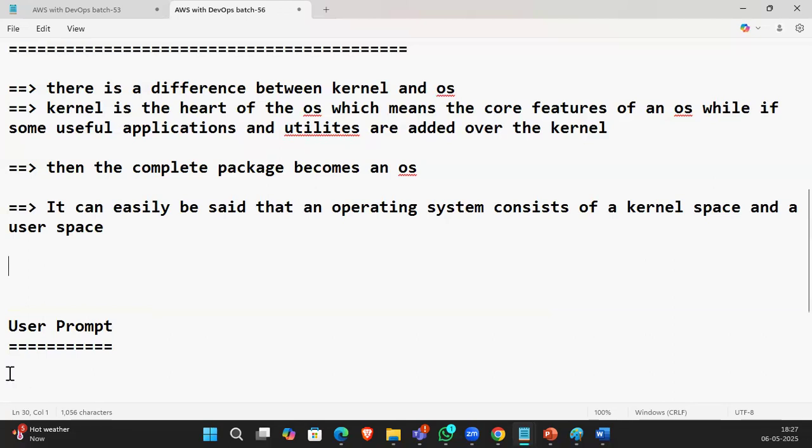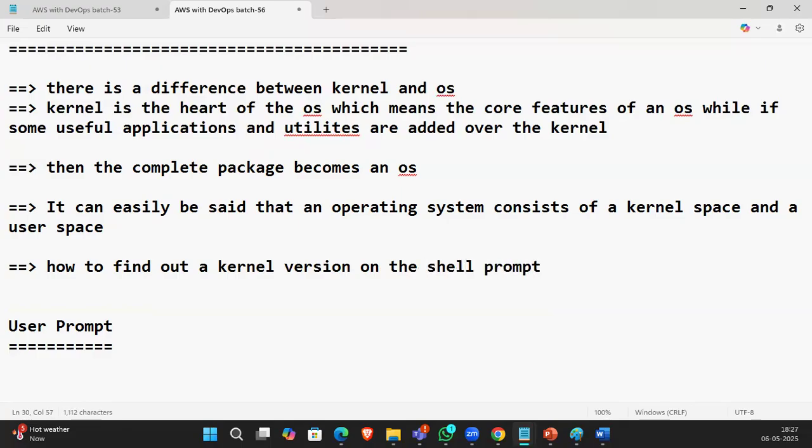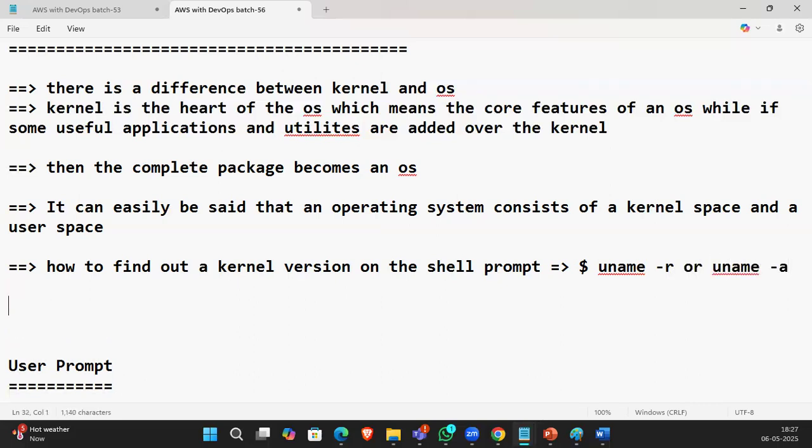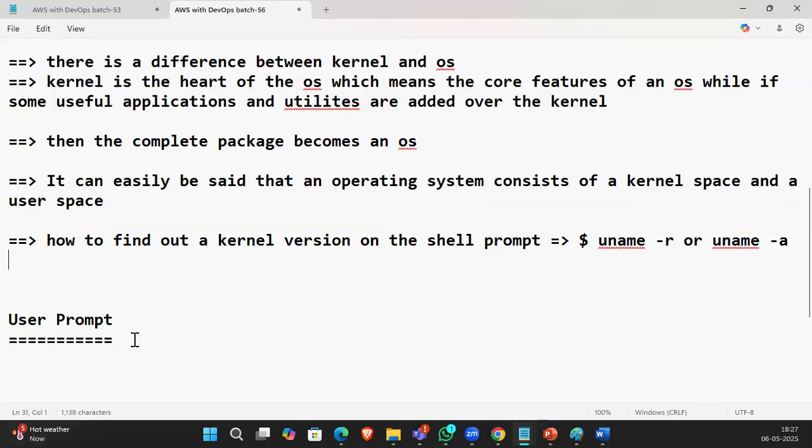Yes, Hari. So how to find out a kernel version? On the shell prompt, the command is dollar uname hyphen r, and uname hyphen a. I will show you guys while executing this command. I will show you, no worries.